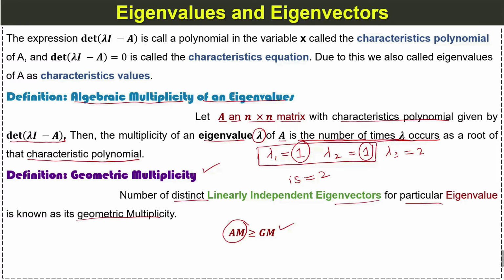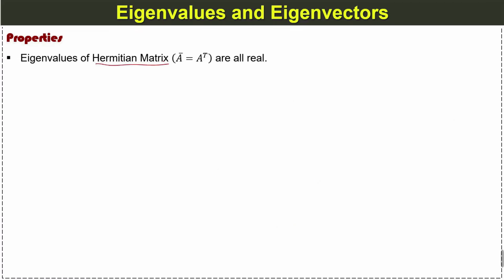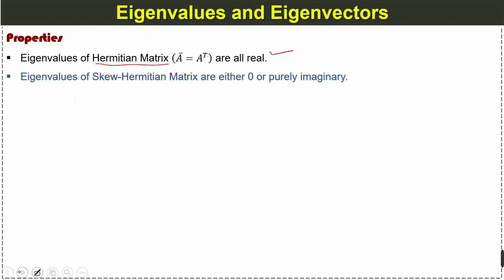Now we discuss the properties related to eigenvalues. Eigenvalues of a Hermitian matrix are all real. We have already studied what a Hermitian matrix is in earlier lectures about the types of matrices. I will provide the link in the video description. Second property, the eigenvalues of a skew-Hermitian matrix are either zero or purely imaginary.